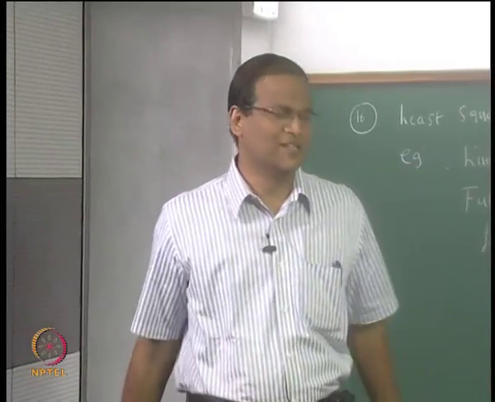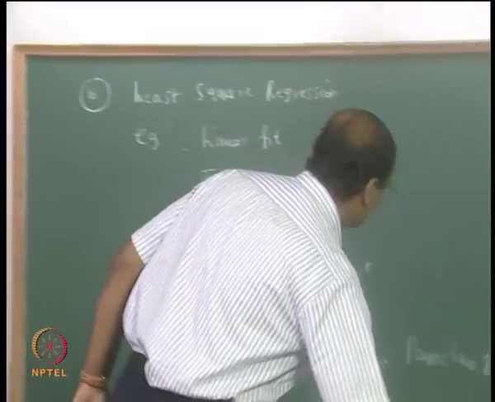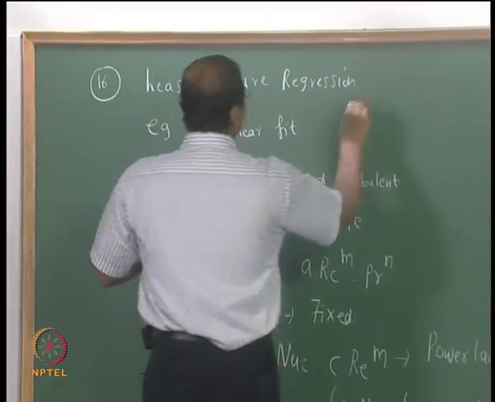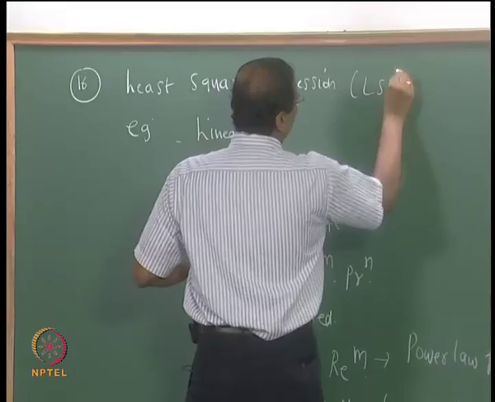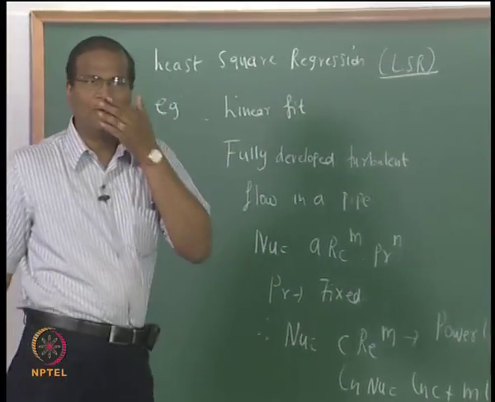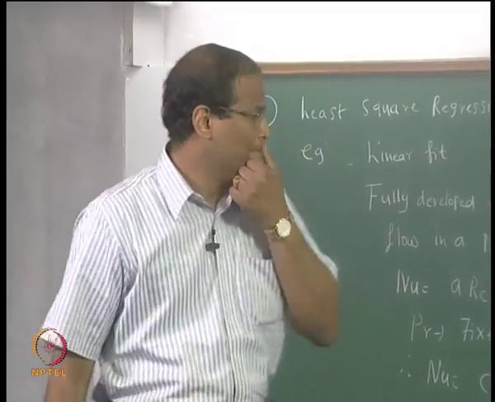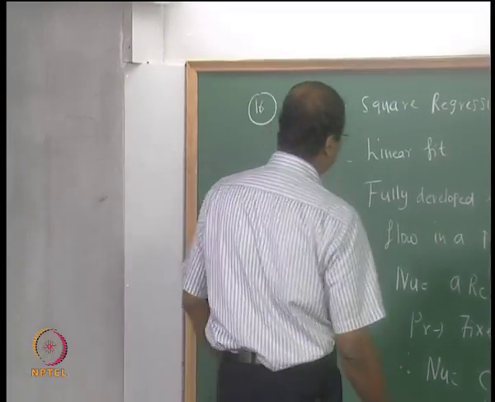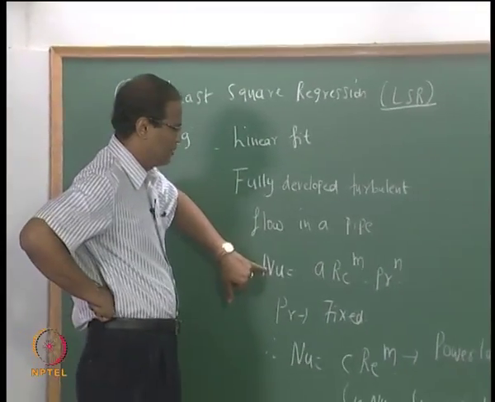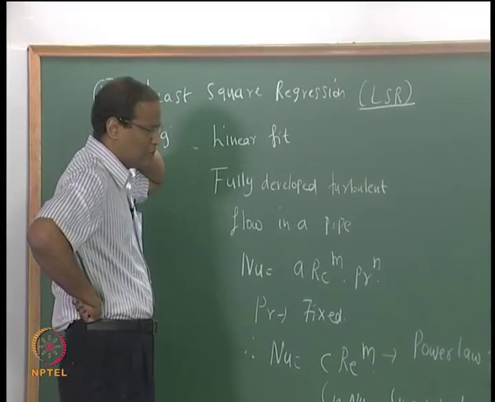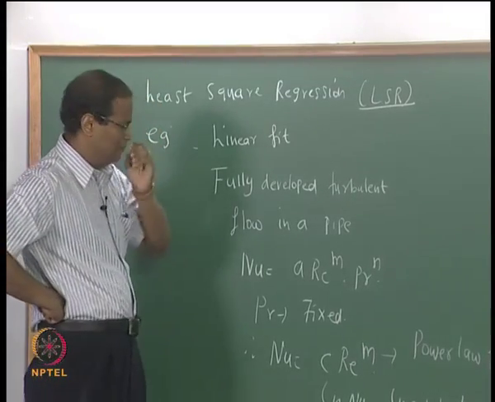Okay, so we will continue with the discussion on LSR, least square regression. Towards the end of yesterday's class, we looked at the classical problem of fully developed turbulent flow in a pipe, where the dimensionless heat transfer, which is given by the Nusselt number, can be written as A Reynolds number to the power of m and Prandtl number to the power of n.